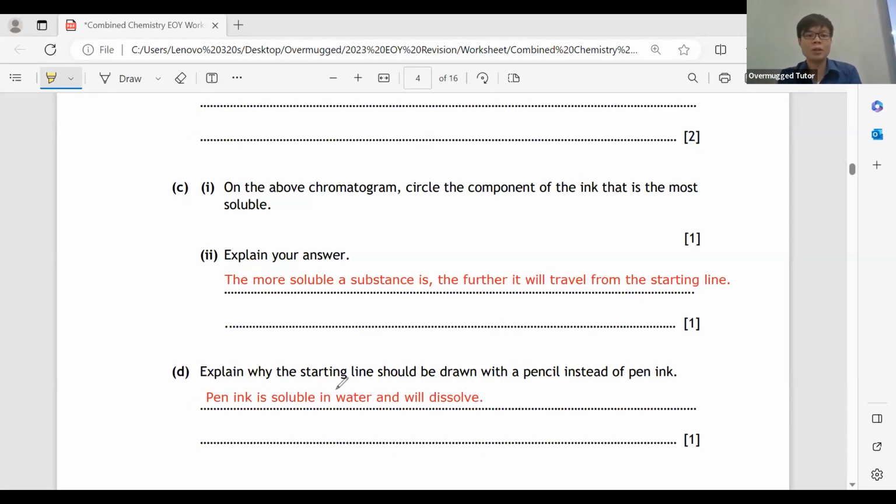Okay, and just take note, not every time the solvent is water. If you say ethanol, it will change. Alternatively, you can say pencil lead is insoluble and will not dissolve.